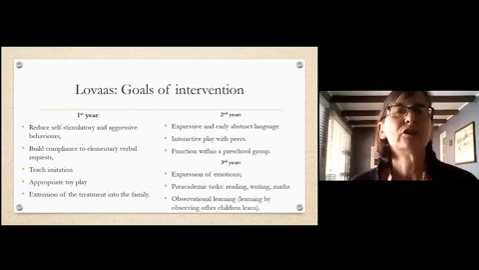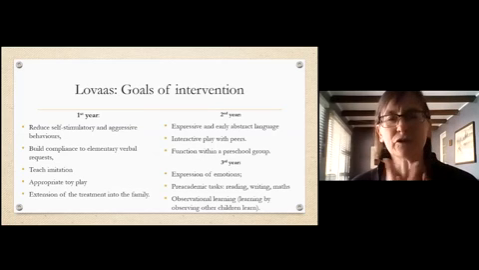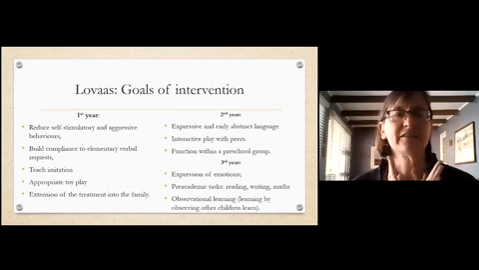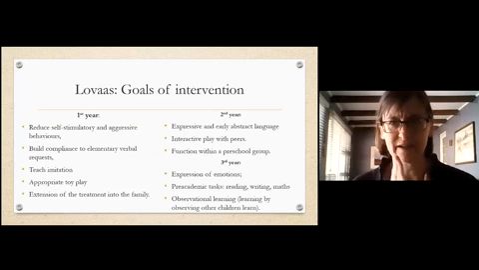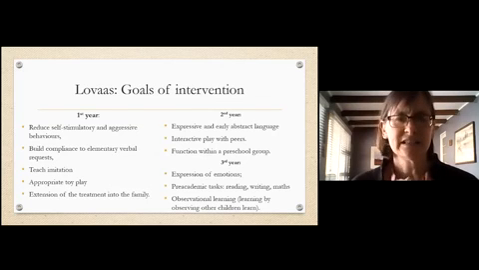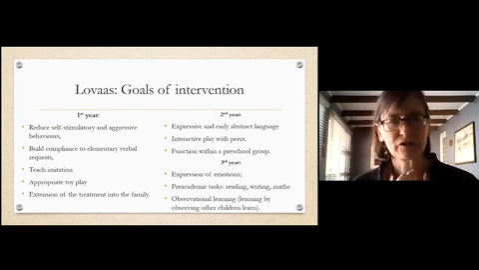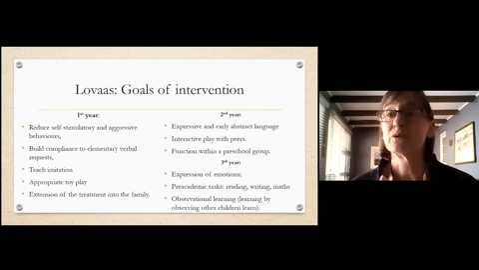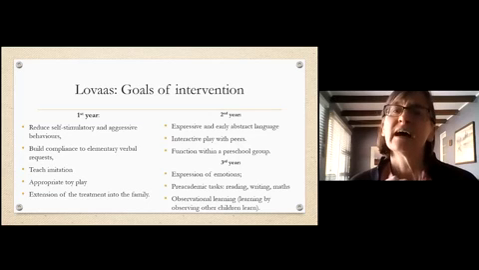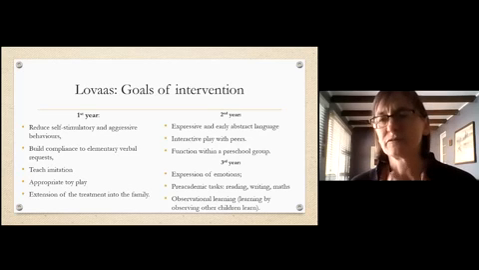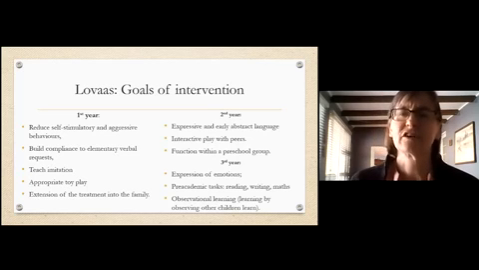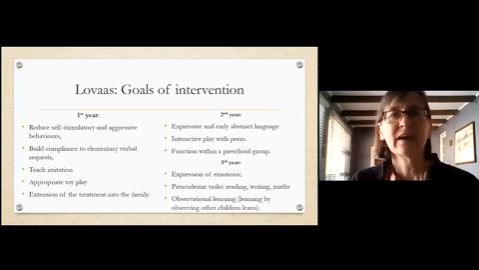And here were some of the goals of their intervention. In the first year, they wanted to reduce self-stimulatory and aggressive behaviors. They wanted to build compliance, make children very obedient, teach them to imitate, teach some appropriate toy play, and extend the treatment into the family. In the second year, they focused more on language, expressive and even comprehension of language, interactive play with peers, and functioning within a preschool group. And then in the third year, there was a lot of talk on emotions and pre-academic tasks and observational learning.